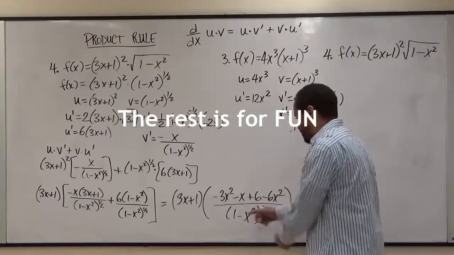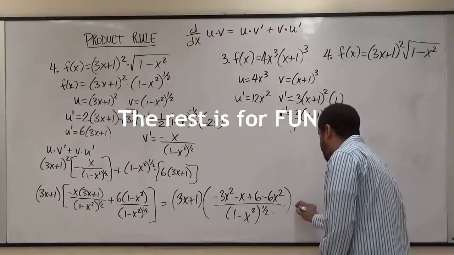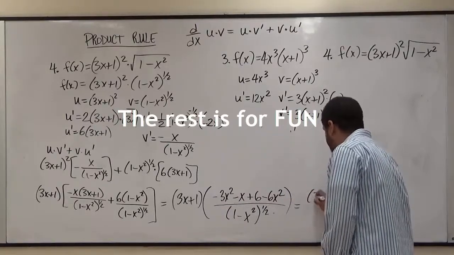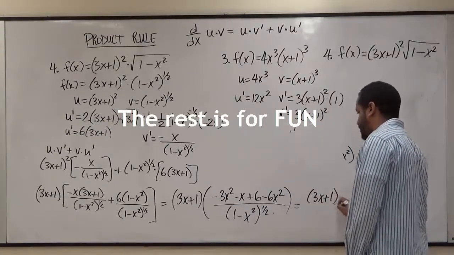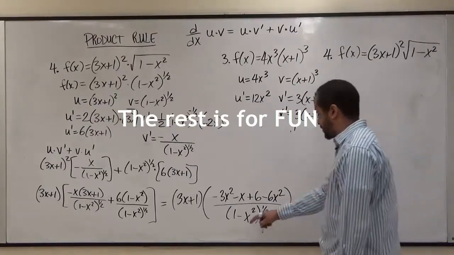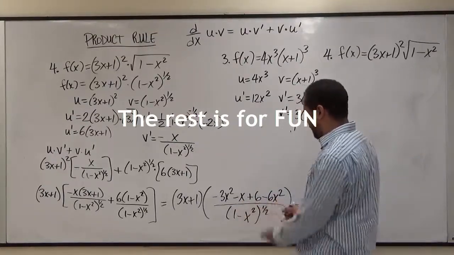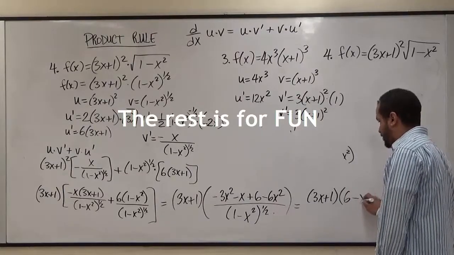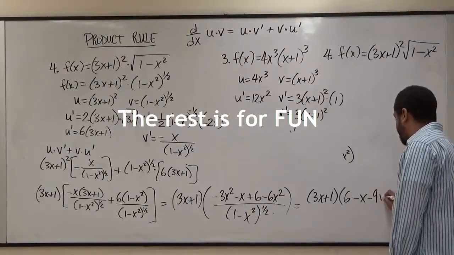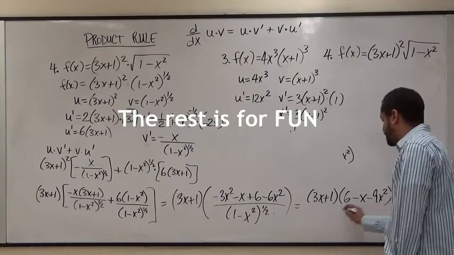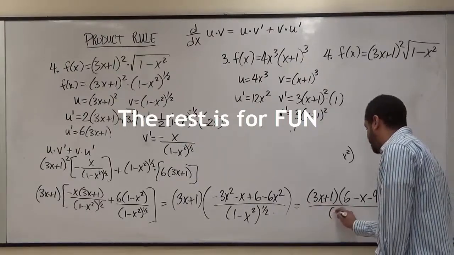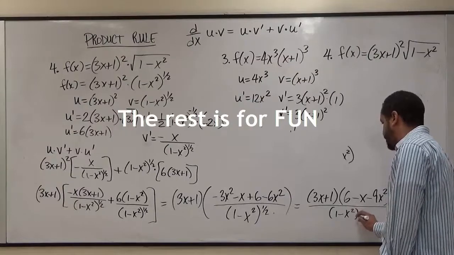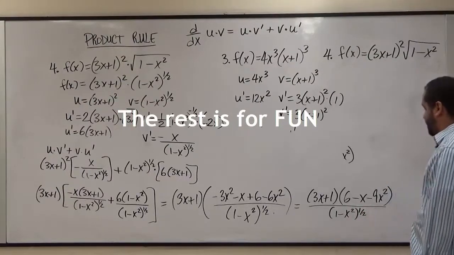And then we're almost done. So this is also just multiplying by the numerator. So we have here just 3x plus 1. Then we're going to have here negative 6x squared with negative 3x squared will be the final term. I'm going to start with the 6 here. Then we have a negative x. And then we have negative 9x to the second power. And all of this is going to be over (1 minus x to the second) to the power of 1/2.